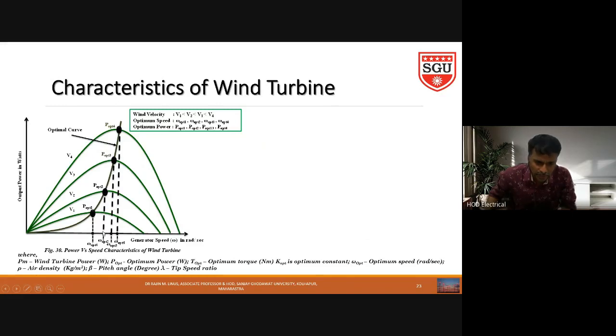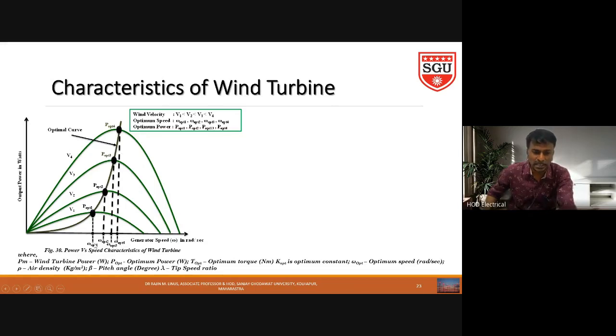Omega optimum 1, omega optimum 2. If I want to get the power P optimum 1, we have to run this wind turbine at omega optimum 1. If you want to get the power P optimum 2 at wind velocity V2, the generator speed should be omega optimum 2. Similarly, if you want to get the maximum power P optimum 4, we have to run this turbine at the speed omega optimum 4 for the particular wind velocity V4.